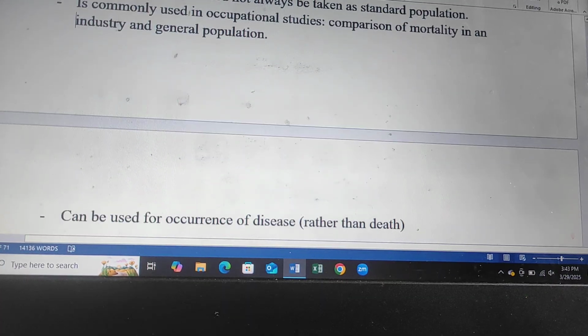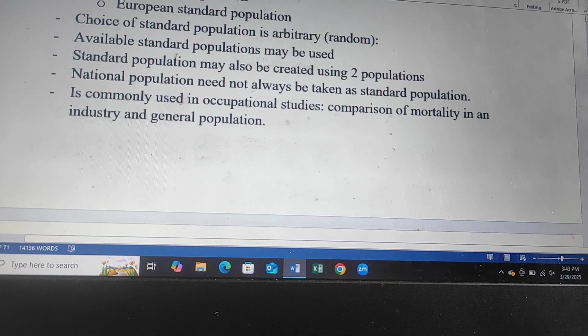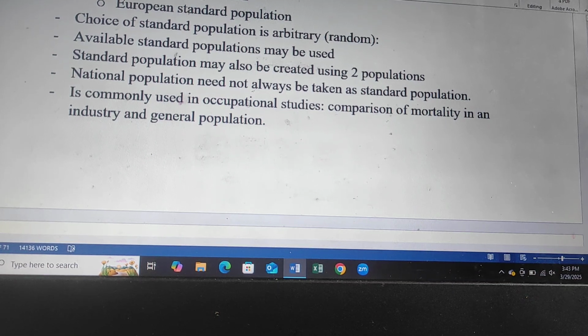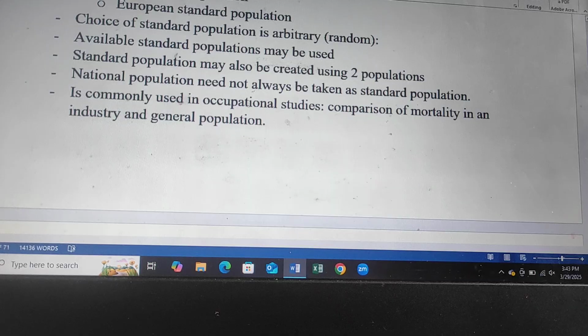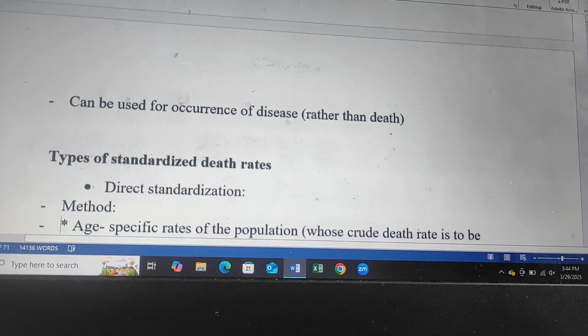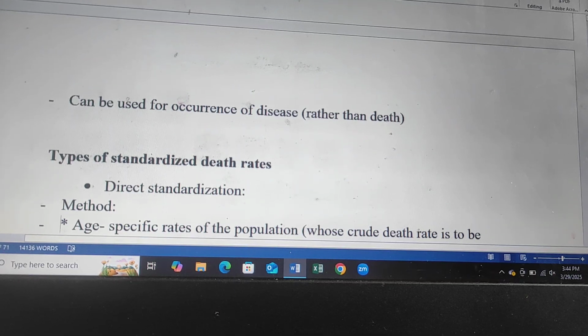Choice of standard population is arbitrary. Available standard populations may be used. A standard population may also be created by combining two populations. National population need not always be taken as the standard population. It is commonly used in occupational studies, comparing mortality in an industry with the general population, and can be used for occurrence of disease rather than death.